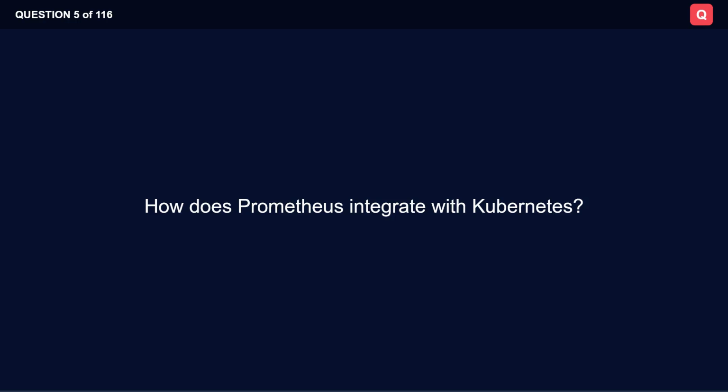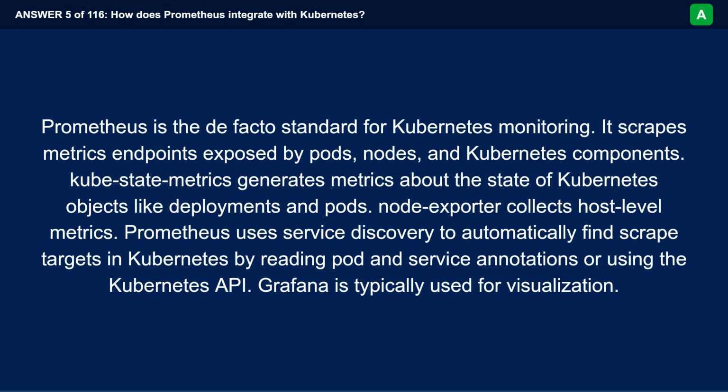How does Prometheus integrate with Kubernetes? Prometheus is the de facto standard for Kubernetes monitoring. It scrapes metrics endpoints exposed by pods, nodes, and Kubernetes components. Kube-State-Metrics generates metrics about the state of Kubernetes objects like deployments and pods. Node Exporter collects host-level metrics. Prometheus uses service discovery to automatically find scrape targets in Kubernetes by reading pod and service annotations or using the Kubernetes API. Grafana is typically used for visualization.